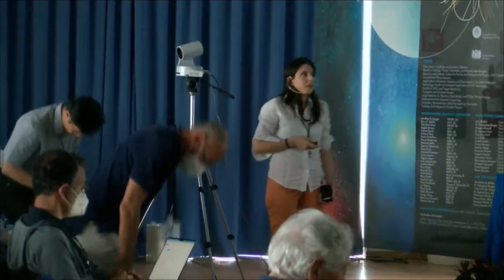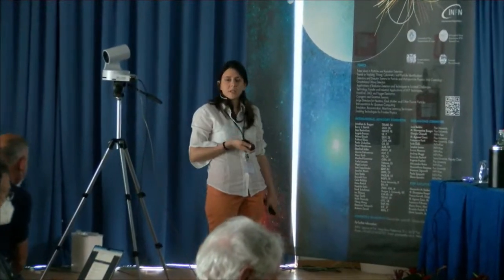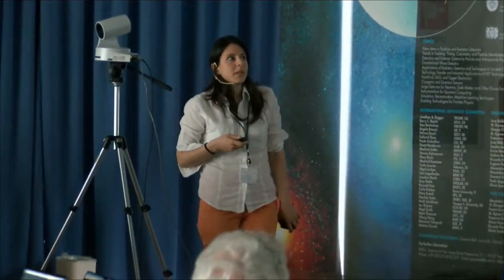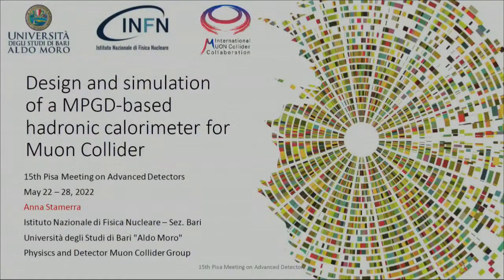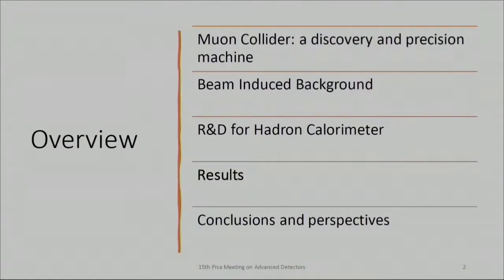So, hi everyone, I am Anna Stamela, a PhD student at the University of Bari. I will show you some of the preliminary results that we got in a simulation for an MPGD-based calorimeter for a muon collider. I will start with a brief introduction on the muon collider motivations. Then I will talk about the beam-induced background, that is one of the main challenges at a muon collider experiment. Then I will talk about our proposal for a hadronic calorimeter and the R&D that is ongoing, and then show some of the results of the simulation.